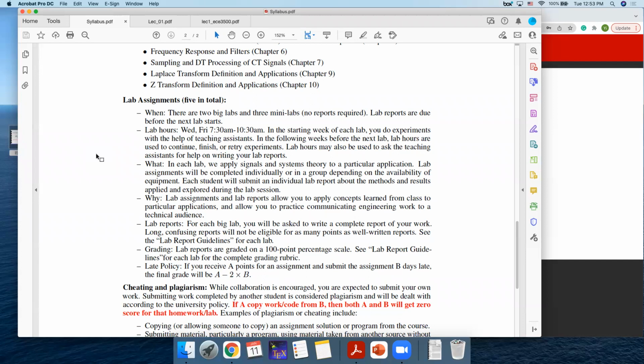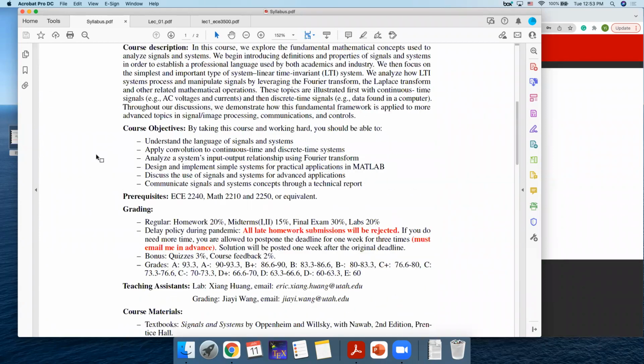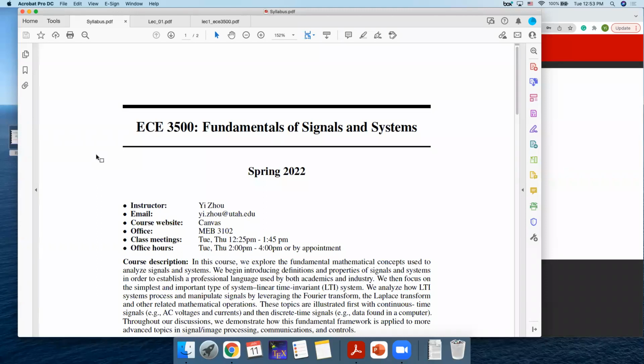I think the key of this course is on the homework and the lectures. The lab is also very well developed and important, but I don't want you to spend millions of hours on the lab. Spend more time on the lectures, understand the mathematical techniques. Okay, so that's the syllabus.